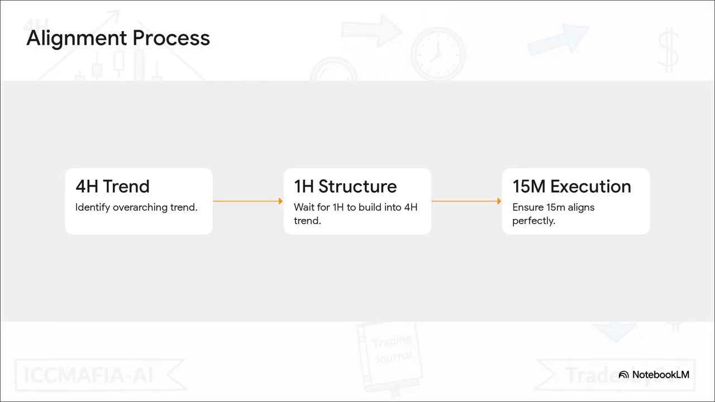To actually enter a trade safely, you have to systematically step down through the timeframes. Step 1, figure out the 4-hour overarching trend. Once you know that, Step 2 is patiently waiting for the 1-hour to actually start building structure in that exact same direction. Only then do you hit Step 3, dropping down to the 15-minute to verify perfect alignment for your execution. It is a strict, non-negotiable process.